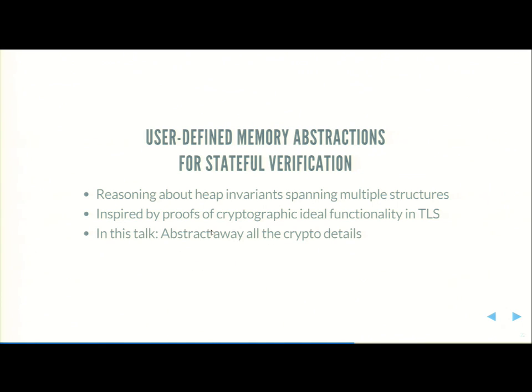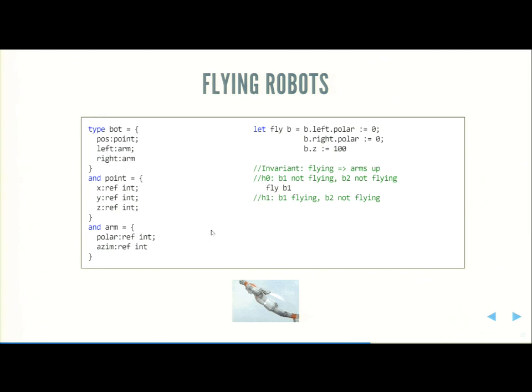So for the rest of the talk, I'd like to talk a little bit about how we have some flexibility when we do stateful verification. The example that I'm going to present is a little toy example, but it's motivated by how we reason about heap invariance over multiple structures when trying to verify this TLS implementation. So the example is a little toy. It's about some flying robots.